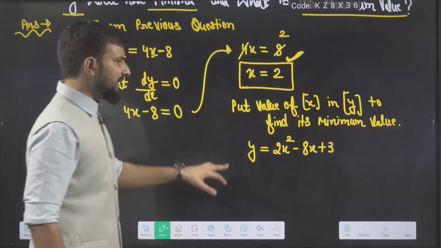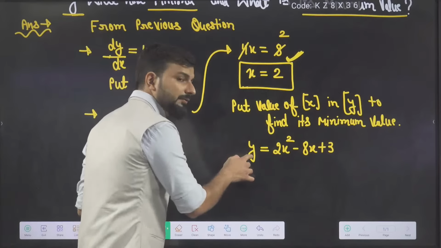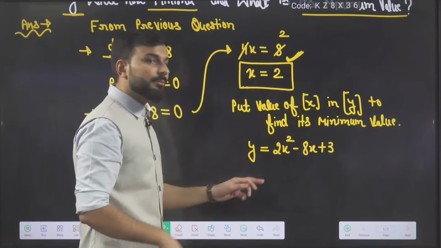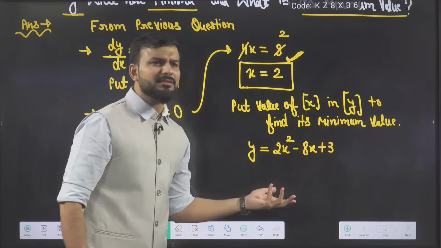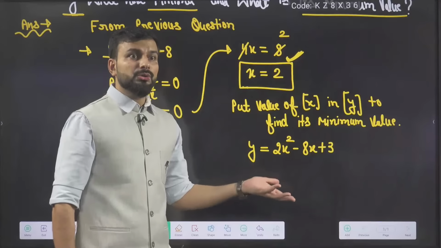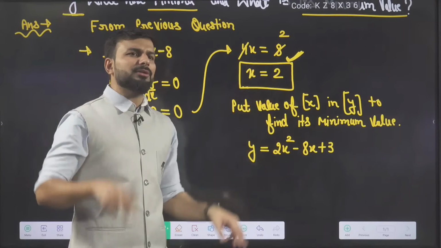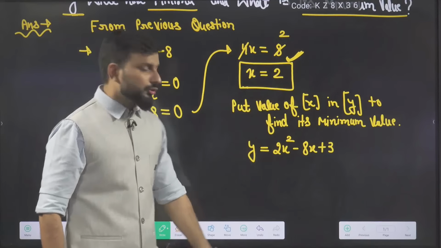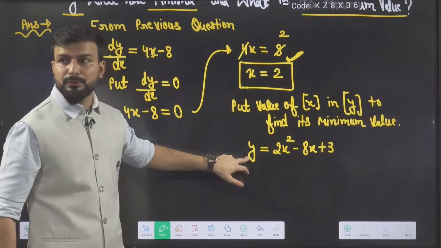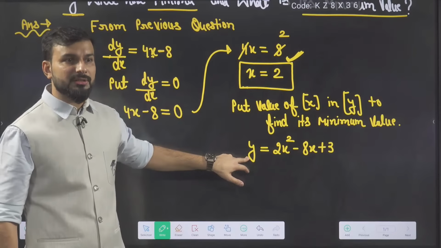Now listen carefully. How many values of y are possible? Infinite, because how many possible values of x? Infinite. I can substitute 0, 1, 2, 3, 4, 5 and so on. So many values I can put. Yes or no? So when I put those values here, the y value will be changing.